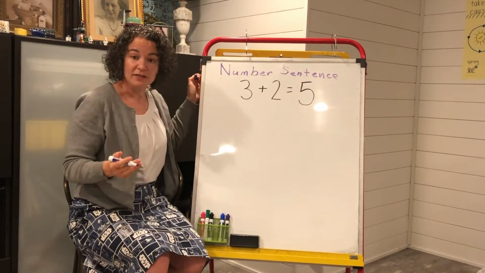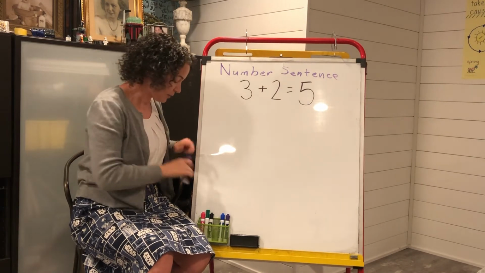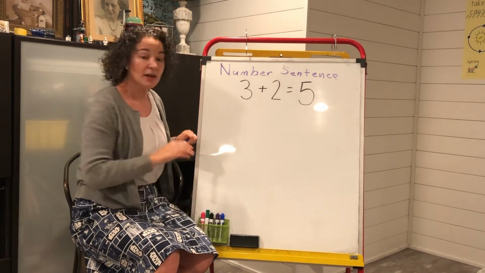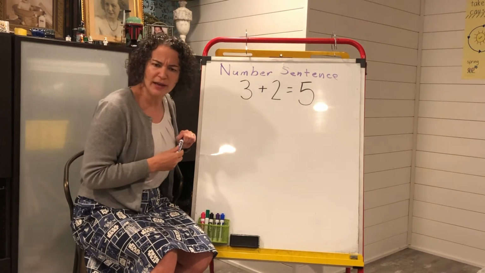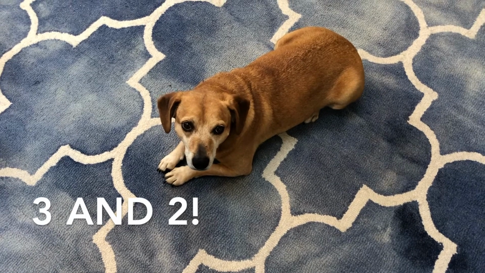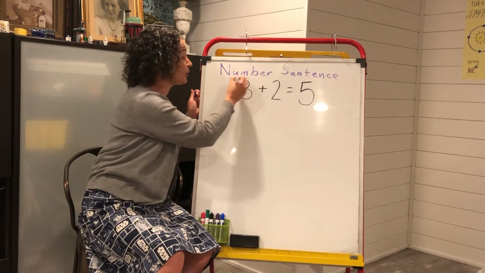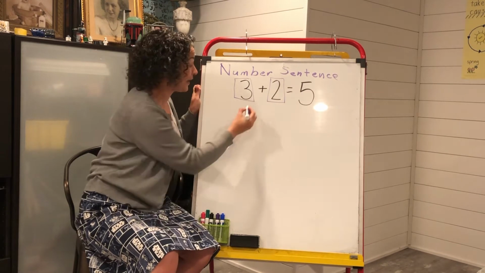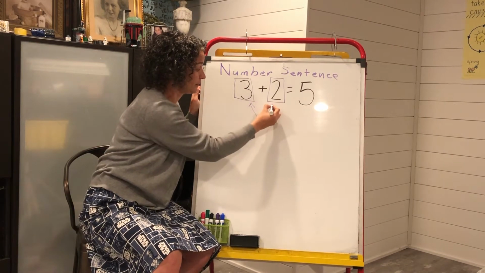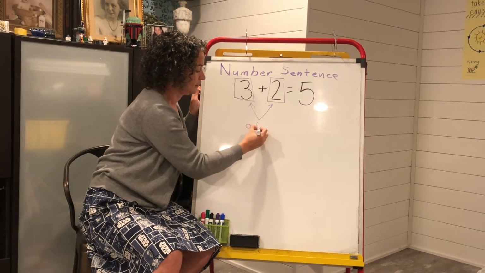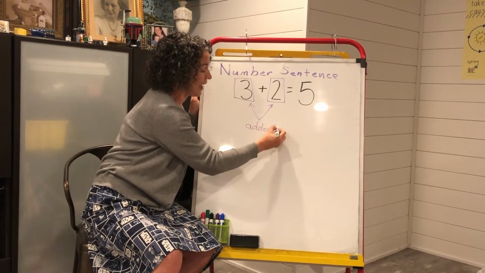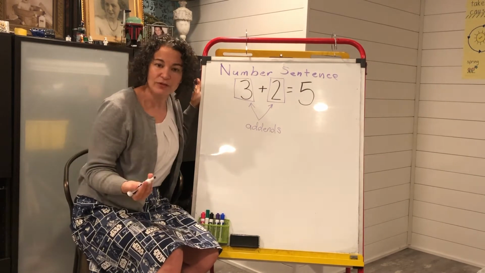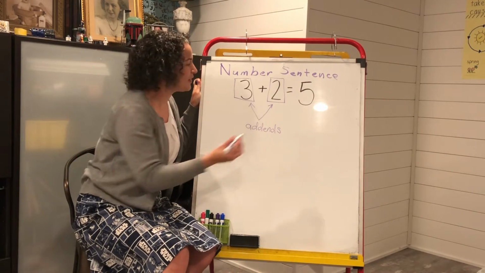Now, each piece of our number sentence has a name, my friends. So, the numbers you are adding. What numbers are we adding? Penny, what numbers are we adding? Penny says we're adding 3 and we're adding 2. The numbers you are adding are called addends. That's what you call them. So those are addends, my friends. And do you remember what we call the answer to an addition sentence? Yeah, this is the sum.